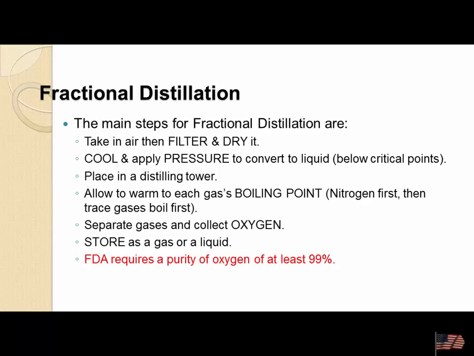So we take air in, we filter it to remove any stuff that we don't want. We dry it, we cool and apply pressure to convert it to liquids. We're getting below that thing that we talked about last time, that critical point. Okay, there's a certain temperature and a certain pressure where it'll stay in a liquid state. We place it in a distilling tower, just like we're making moonshine. And then we allow it to warm to each gas's boiling point. Nitrogen boils off first, then the trace gases, and then oxygen boils off. It then is stored. Once it's boiled off, we go ahead and convert it back to a liquid, and that is how it stays.